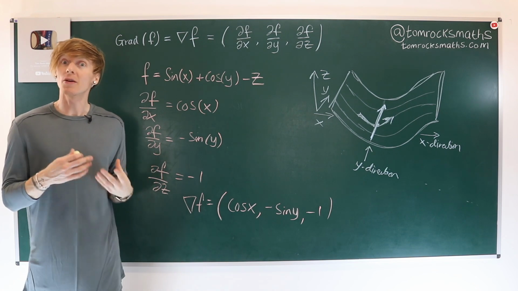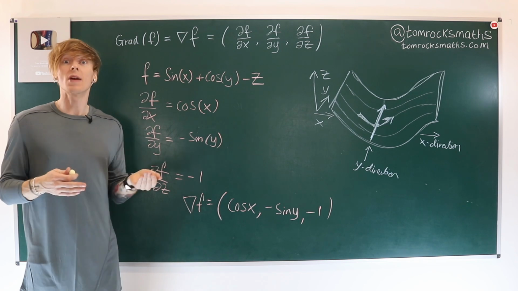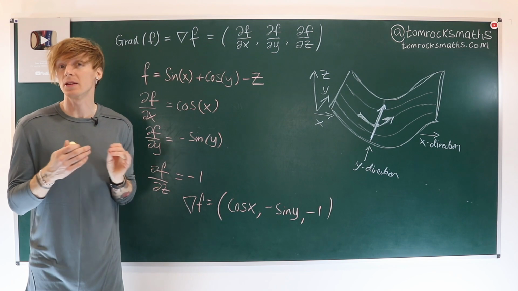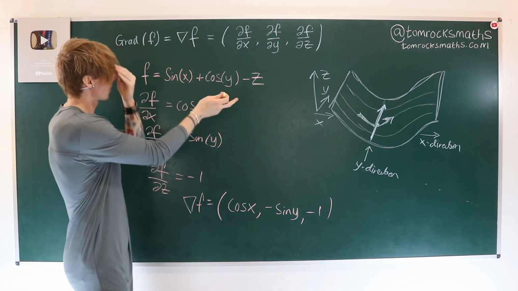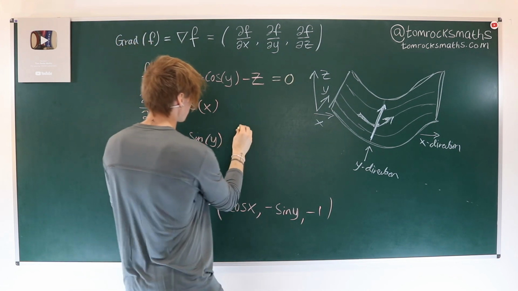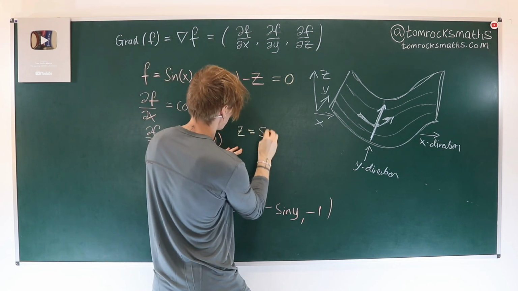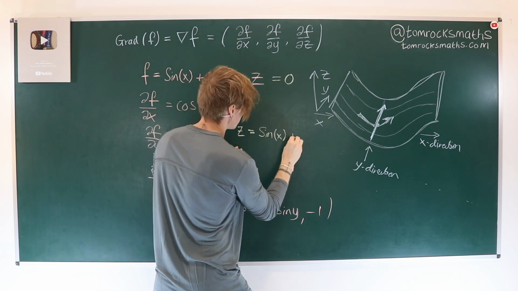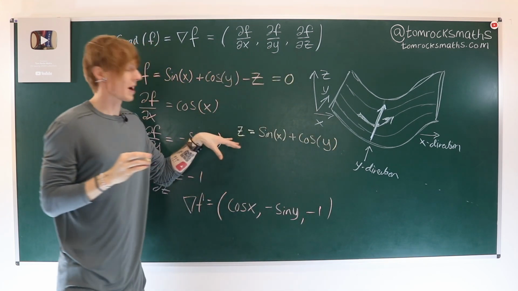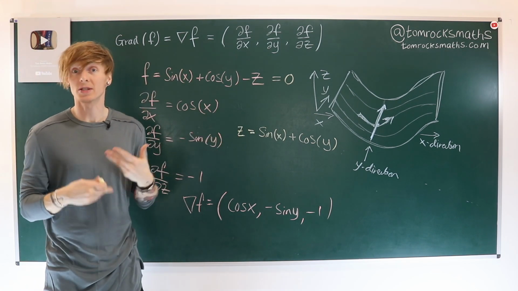If we now set our function f to be equal to 0, then we can rearrange to get an expression for z as a function of x and y. So putting f equal to 0, we can then say that we have z is equal to sine of x plus cos of y. And now, having rewritten our function in this form, we can now actually do a surface plot.